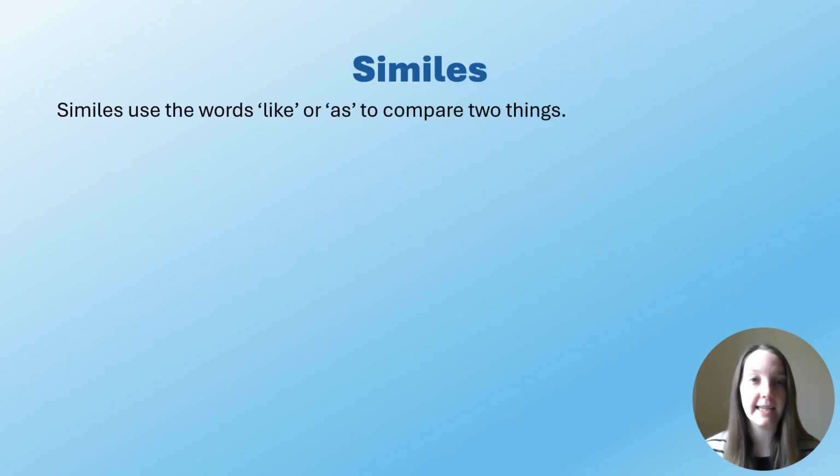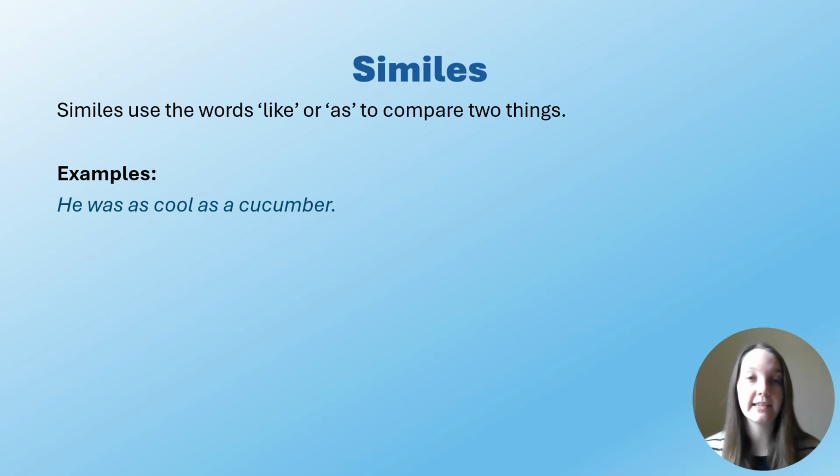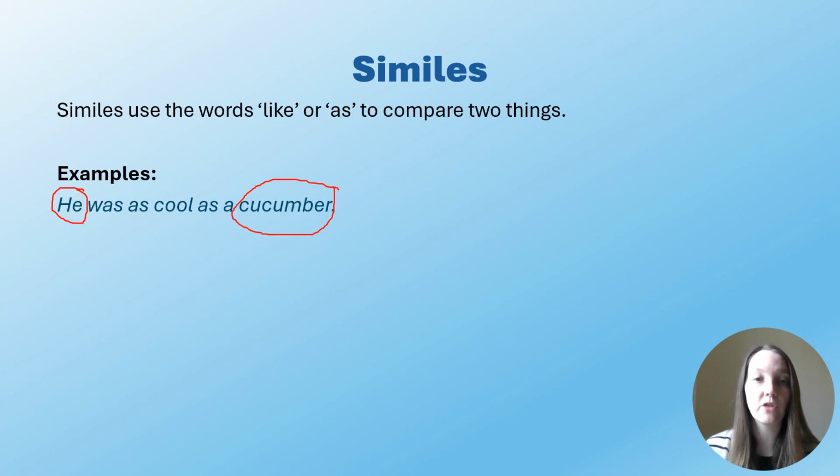Okay, let's start with similes then. Similes use the words like or as to compare two things. Just some examples here. Again, you can write these down or you can just listen, either is fine. So, he was as cool as a cucumber. The reason why this is a simile is we're comparing two things. We've got this person here, and we're comparing this person to a cucumber, and we've got the words as. So he was as cool as a cucumber. That is why it's a simile.